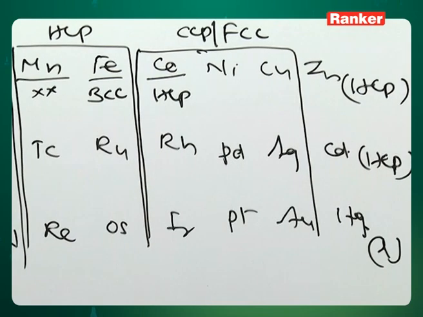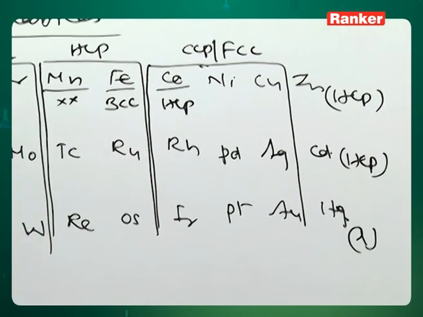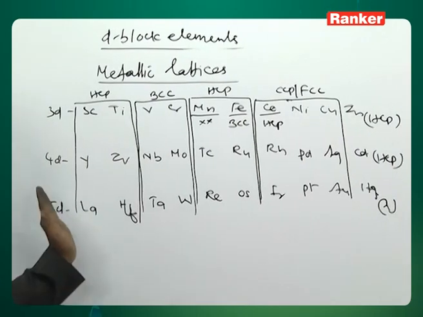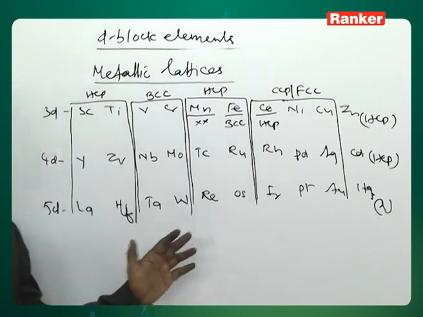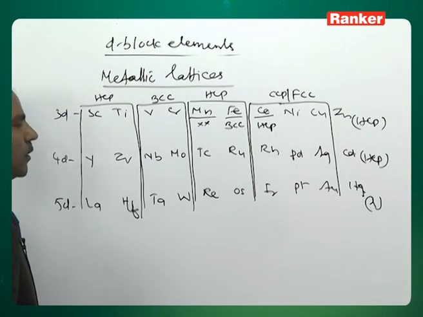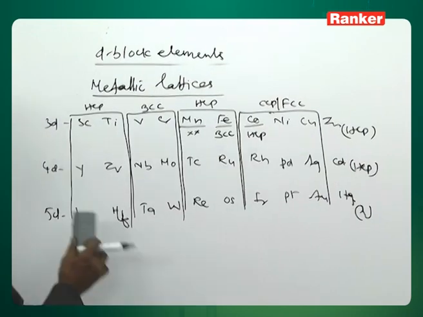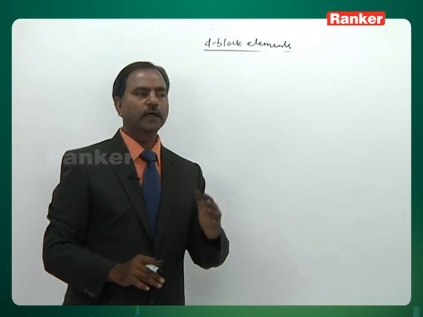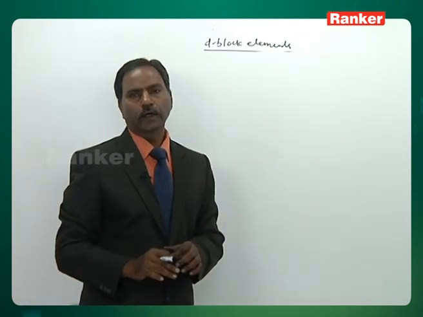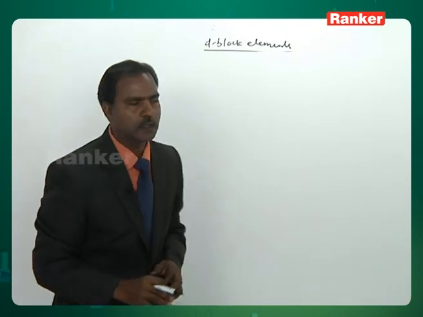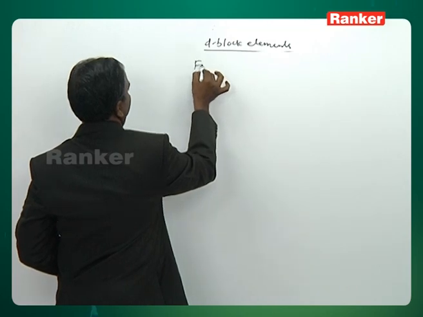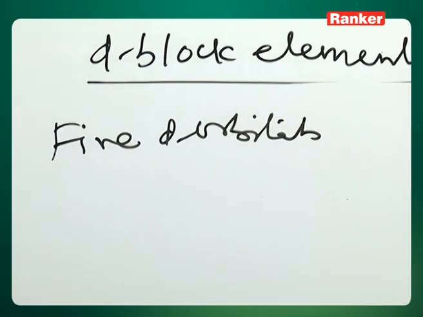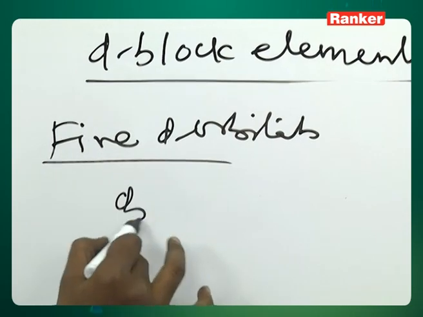You are clearly observing on the board that however tightly they are packed, there are interatomic spaces. These interatomic spaces we call interstitial sites. The interatomic spaces are occupied by smaller atoms like hydrogen, boron, carbon, nitrogen, oxygen, producing a special type of compounds known as interstitial compounds or alloys.